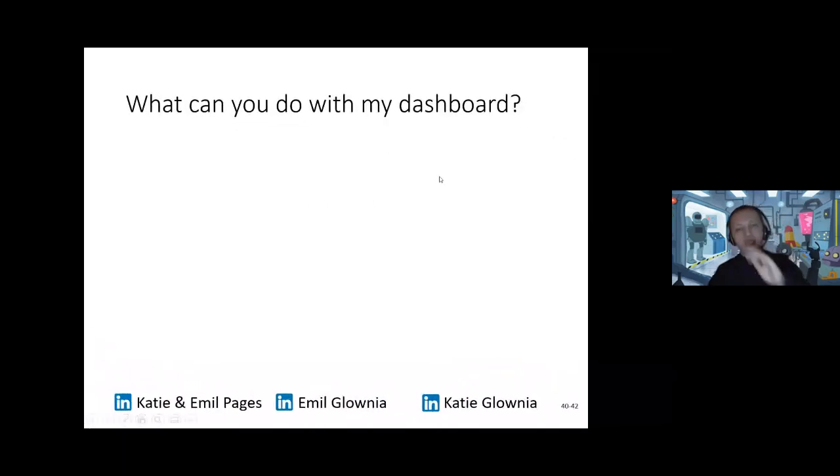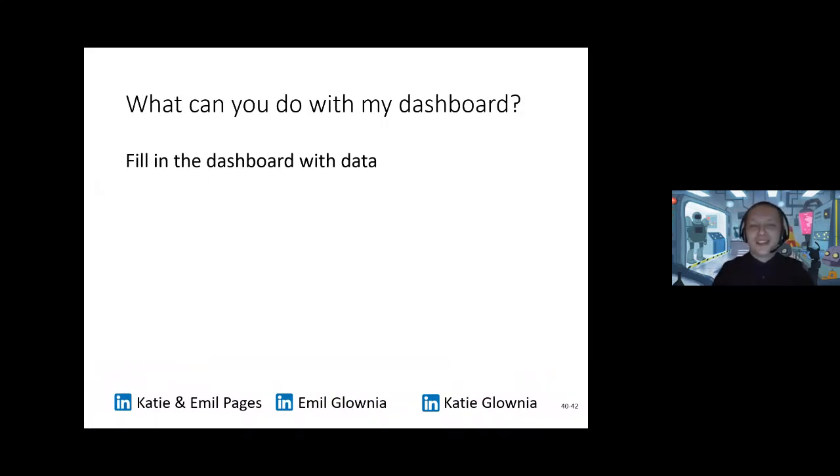So what can you do with the dashboard? I do encourage you to fill in the dashboard with the data. Not everyone will do it. I know some people who said they are not going to do it because it will look terrible. But if you want to have at least this clarity in your own life, and if you feel like this is a good way to present it, then you can fill it in and see what it is.